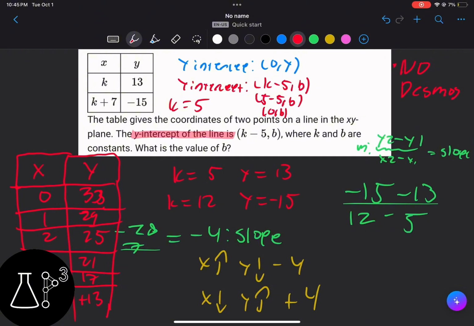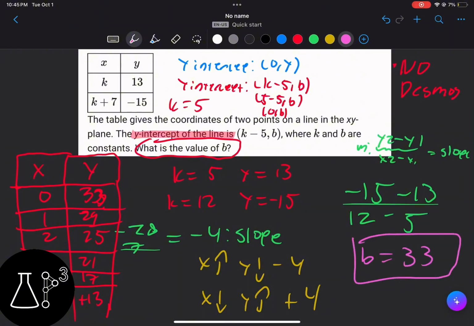And they're asking us, what is the value of b? Well, b is the y-intercept. And the y-intercept, when x equals 0, is positive 33. And because y equals b in this question, b equals 33, the y-intercept. So remember, it is important to understand that the y-intercept only happens when k equals 5, because the y-intercept is (k minus 5, b), and when k equals 5, it gives us (0, b), and that is the y-intercept of the line.